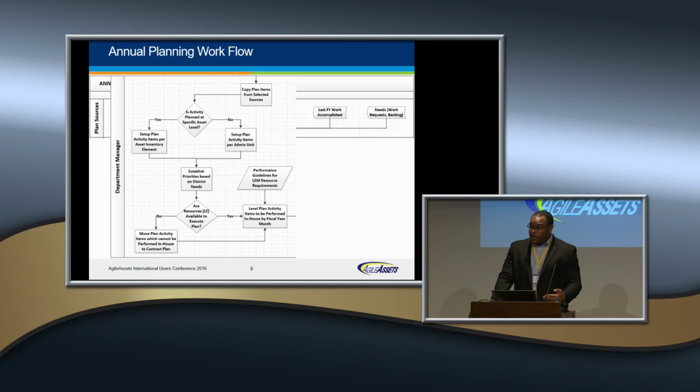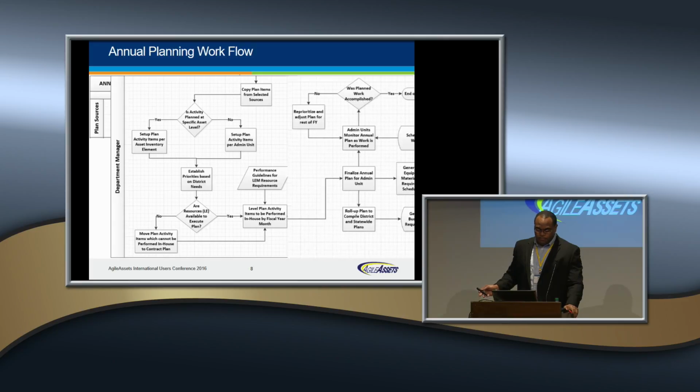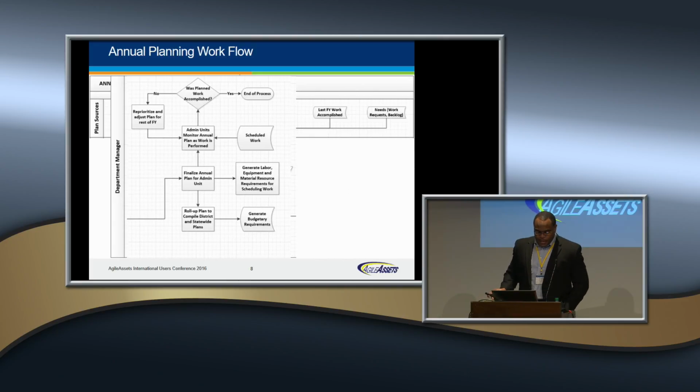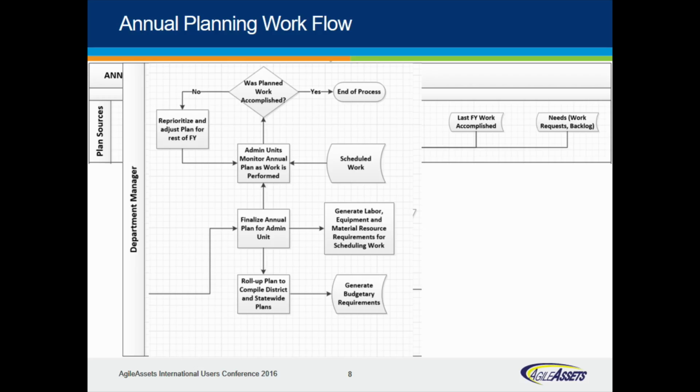If I'm going to be doing the work in-house, I would then use my performance guidelines to determine what amount of resources I would need to actually execute that plan. So once I have done that, I would finalize my annual plan, and I can use that to generate the labor, the equipment, and the material budgets that I would be required to actually execute the plan. And then I can start scheduling work off of that plan.